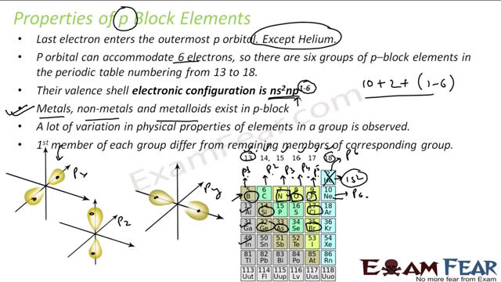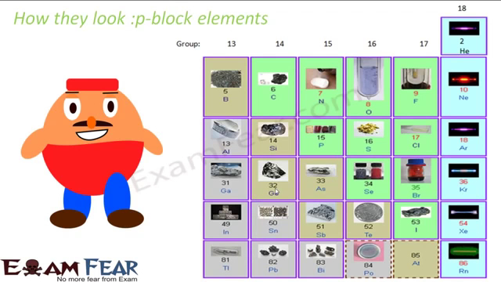Also, the first member of each group differs from the remaining members. We'll see that the first member is always special. We'll see the special behavior of nitrogen. We'll see the special behavior of oxygen, fluorine, and neon. Right? Let's see how they look before we even start.